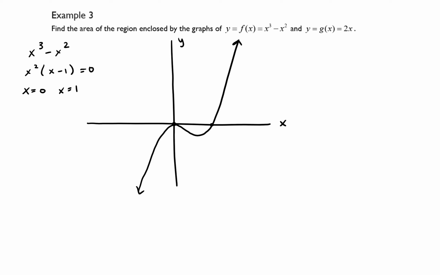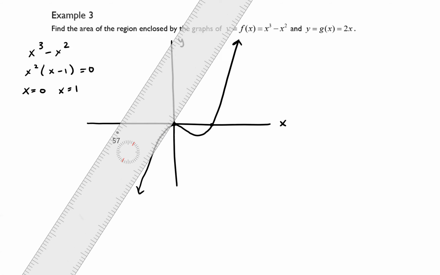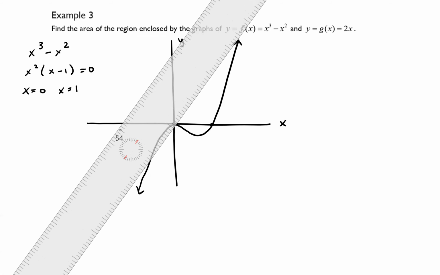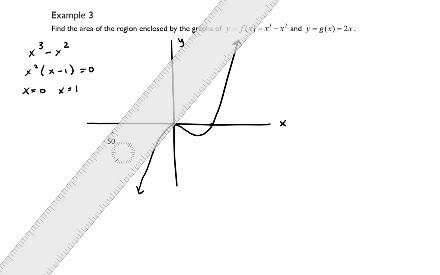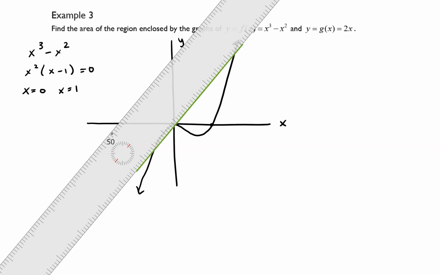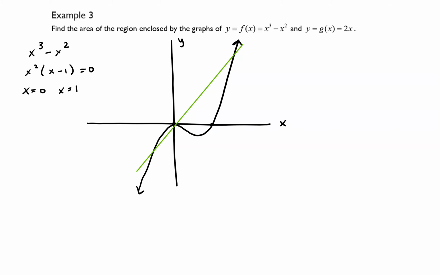And so my graph is going to look something like that. And then if I want to graph y equals 2x, that's going to look something like that. This is a really rough sketch, but basically I'm wanting to find this area and this area.